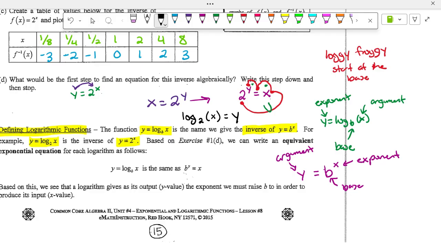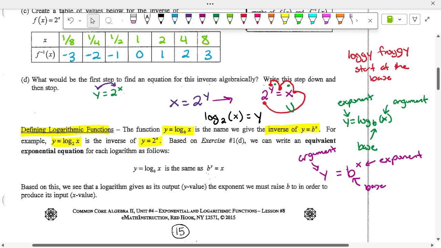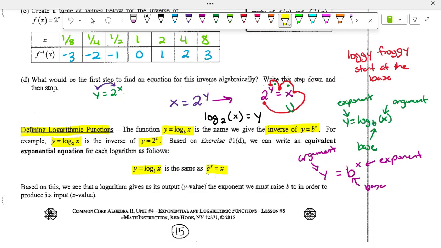So there was no fancy solving for y. There was no having to move things around. We just had to do loggy froggy. So another way you can think about it is y equals log b of x is the same thing as b to the y is equal to x. But this function right here would be the inverse of that one.